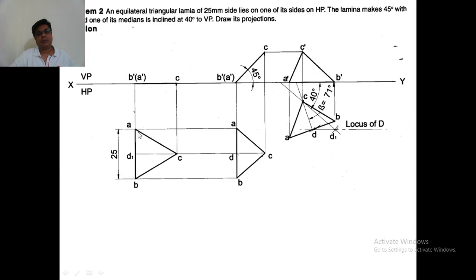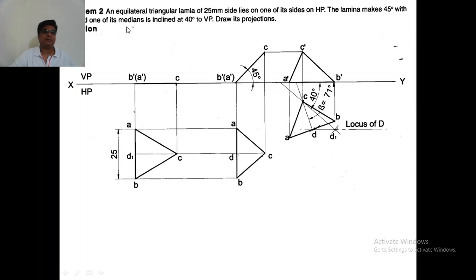Here again we have an equilateral triangle, and the size 25 mm is given, and it is lying on one of its sides. So this is important. It's lying on the edge, or one of the sides, on HP. Then the lamina is making 45 degree with the HP. So until here the problem is the same. It is similar to the previous problems, but one more last condition is a bit changed here.